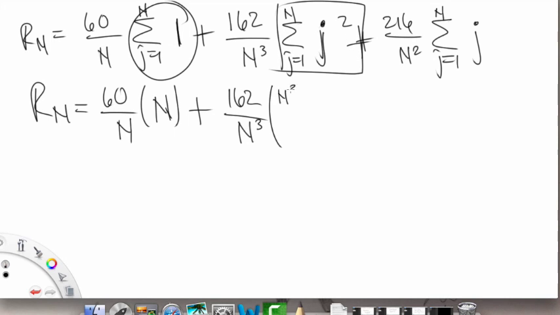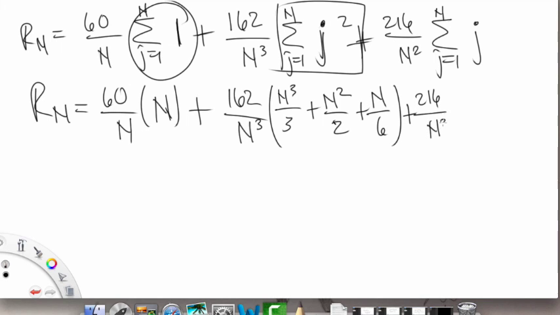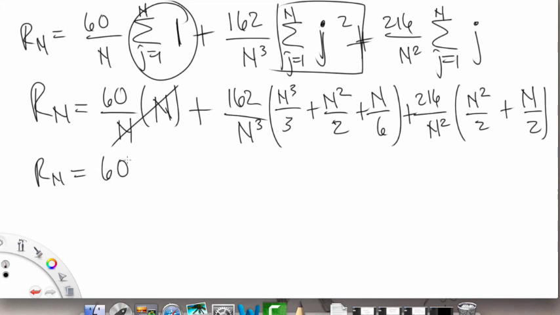So this is going to be n to the third over 3 plus n squared over 2 plus n over 6, okay? And for this last one, we have 216 over n squared, and in for the j to the 1, all we have to plug in is n squared over 2 plus n over 2. Okay, so now we're going to simplify this out, and we get that these ones cancel, and we get r sub n is equal to 60, and then we have plus our next term, which is these ones cancel out, and we get 162 over 3, which is 54.